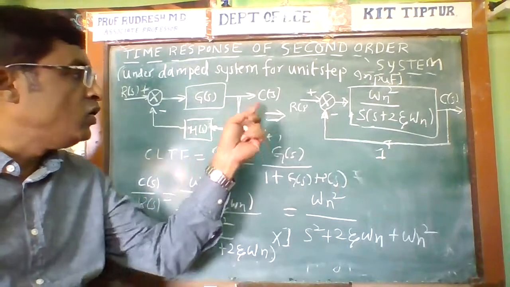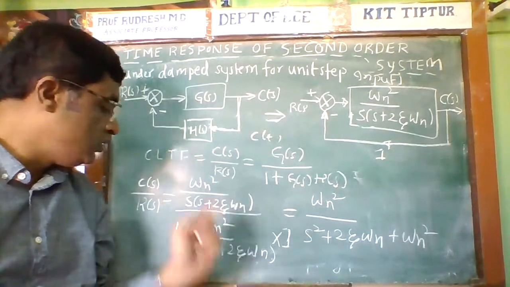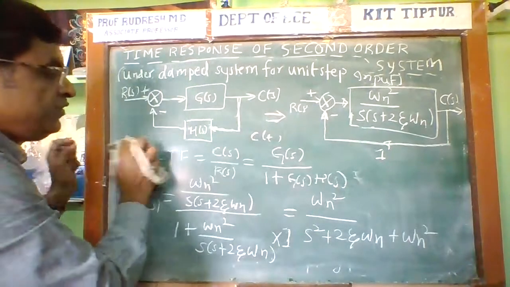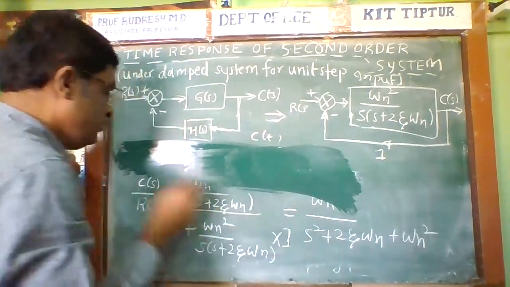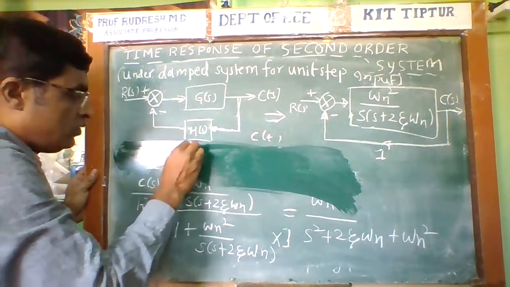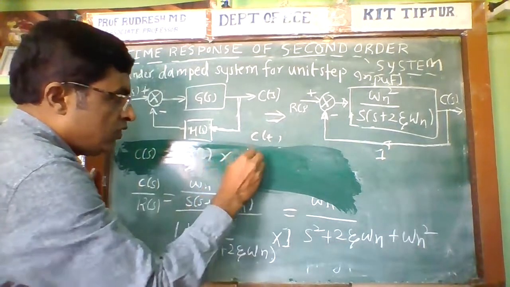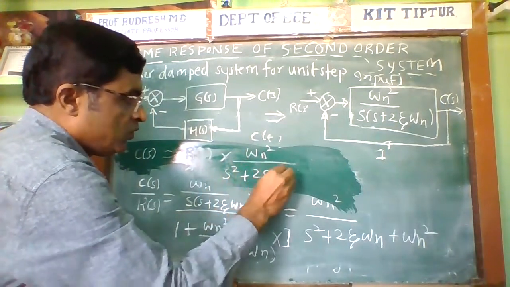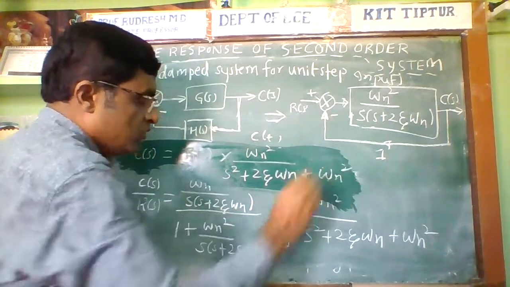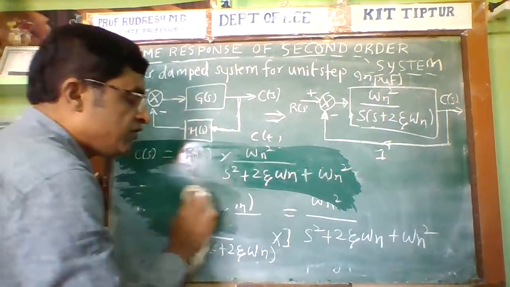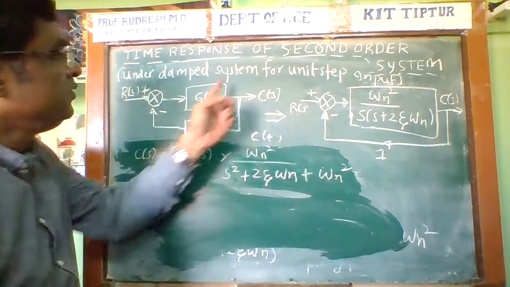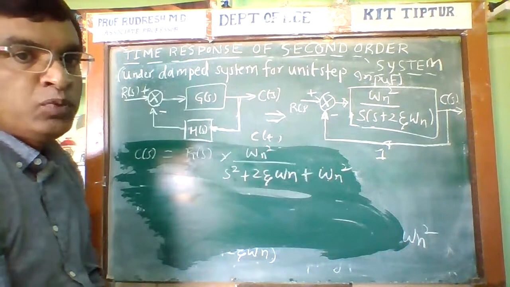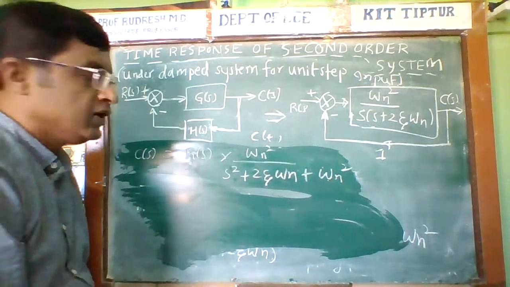Now I want to find the output in the s domain. C(s), the output in the s domain, is equal to the input R(s) into this transfer function. So now C(s) is equal to R(s) into ωn² divided by s² + 2ζωn s + ωn². I want to find C(s) for the unit step input. Your syllabus asks you, for the unit step input only, to derive the expression for the time response of a second order system.